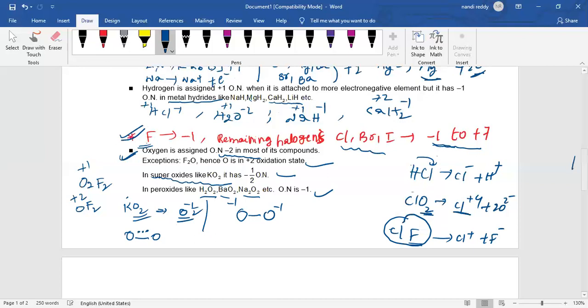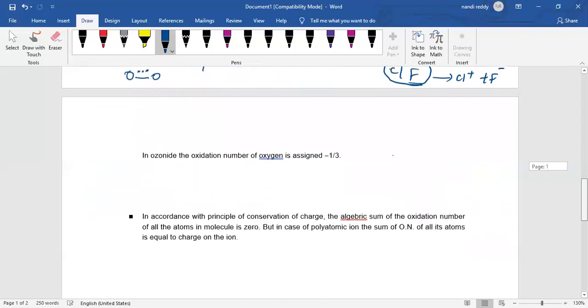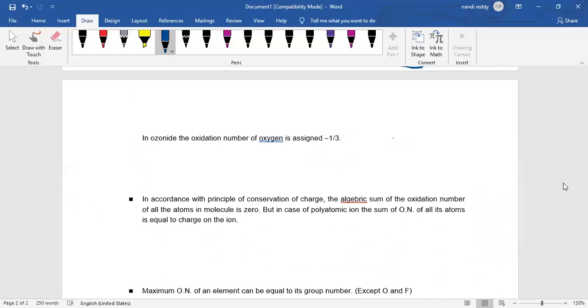And next, ozonides. These are rare cases. For example, KO3. One potassium gives only one electron, and that is shared by 3 atoms. That's why it becomes -1/3. This is what we call ozonides. Okay. Next, how to calculate oxidation number? In that case, you have to remember one more important point.